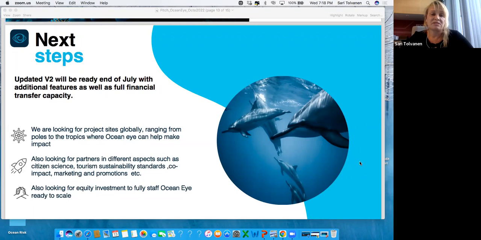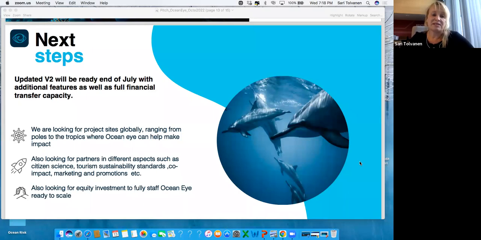As I mentioned, we can be used anywhere from poles to tropics where there is marine tourism and where OCEAN-I can help make impact in valuing marine biodiversity and finding innovative ways of using that money for conservation, obviously with the communities being the priority.